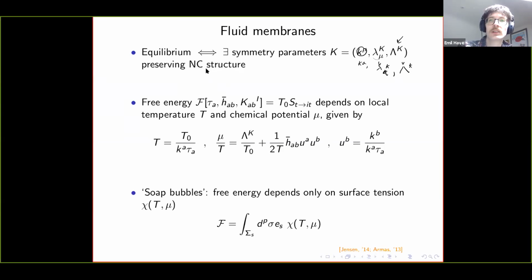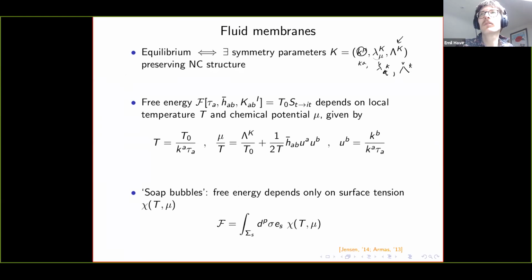And the simplest avatar of this free energy is the soap bubble action, where we only have a surface tension that then depends on the local thermodynamic variables, and via those on the geometry. So this is this action here. And you can show that it describes soap bubbles.